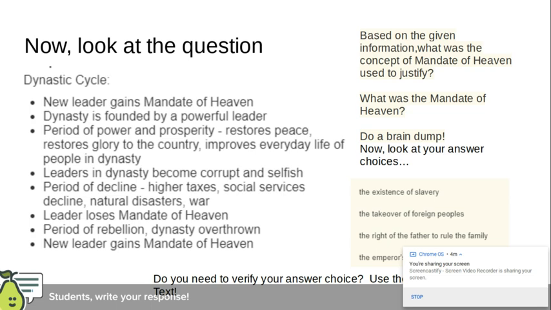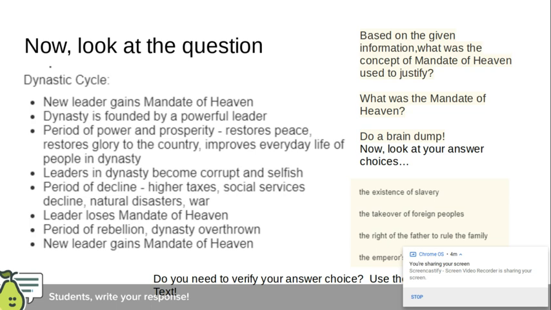The existence of slavery. I don't know what mandate of heaven has to do with slavery. The takeover of foreign people. Well, maybe. The right of the father to rule a family. That has to do with Confucianism, but I'm not sure it has anything to do with mandate of heaven. And the right of the emperor to rule. Okay, I think we have a winner.